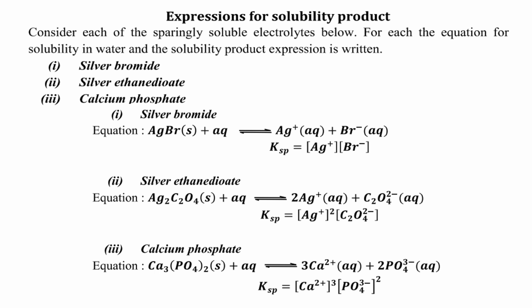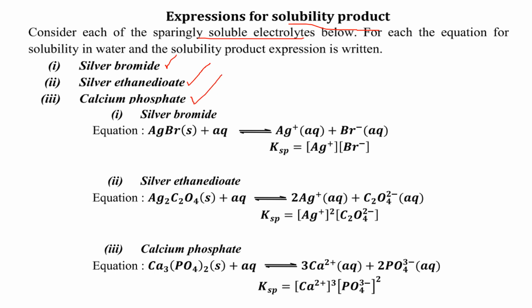Let's look at the expressions that are going to be involved in solubility equilibria. Now, like I said, in solubility equilibria you're going to be considering salts that are sparingly soluble. So you're going to be considering sparingly soluble electrolytes such as the ones mentioned below. And for each equation that is involved in solubility equilibria in water, the solubility product expression is going to be written for each of them. So first of all, silver bromide is a sparingly soluble salt. We are going to be looking at how its solubility equilibria equation can be got. We also look at the solubility equation for silver ethane dioate. We also look for the equation of the solubility product of calcium phosphate.